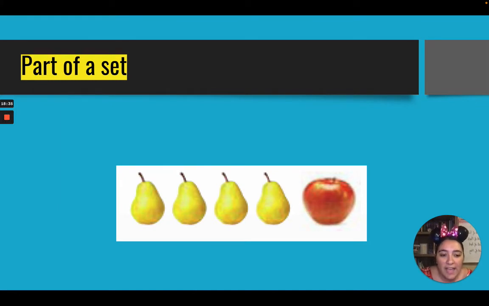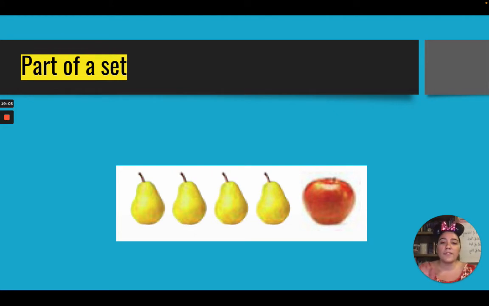Okay, part of a set. Again, listen to the question so you give me the correct fraction. What fraction of this set is an apple? All right, you should have said 1/5. 1/5 of this set is made up of apples. All right, we have 1, 2, 3, 4 pears and 1 apple, so that's 5 pieces of fruit altogether, and one of those pieces of fruit is an apple.